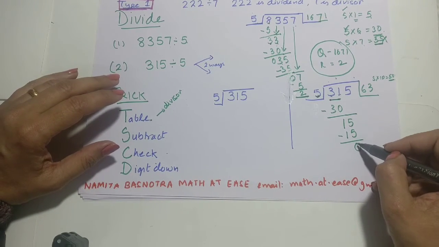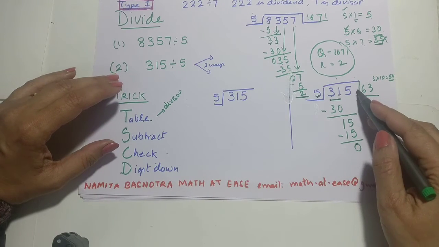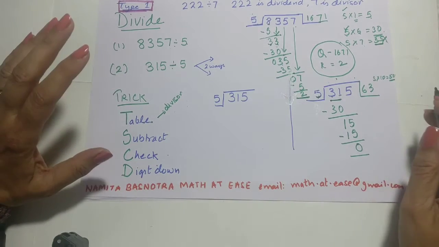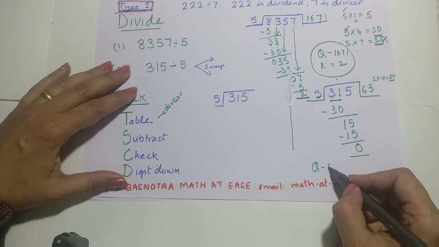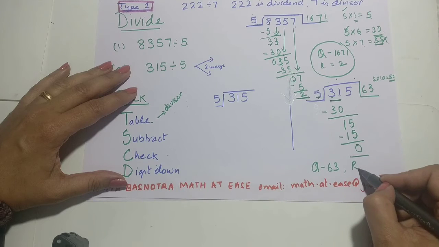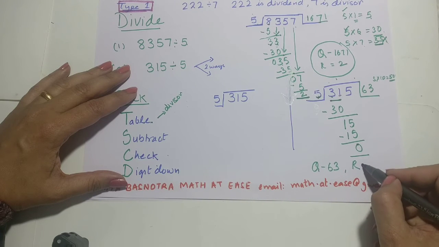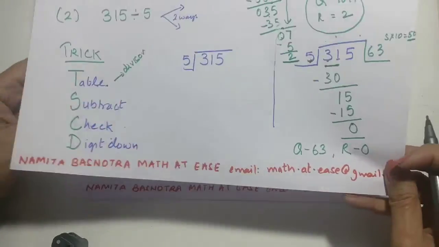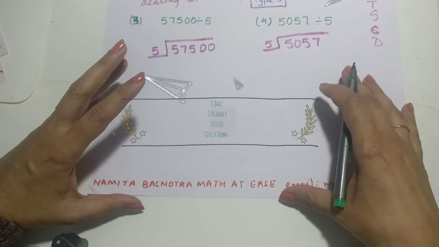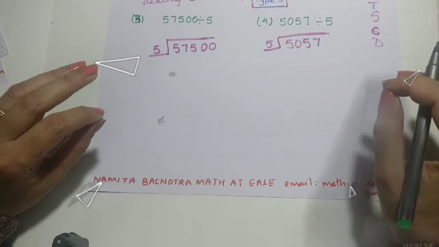And the fourth step is bring the digit down. There's no digit, so the question is over. And you have to write the quotient now. Quotient is 63 and the remainder is 0 in this question. So I'll do one more question here to show you how beautiful it is when you use the trick that I've given you.